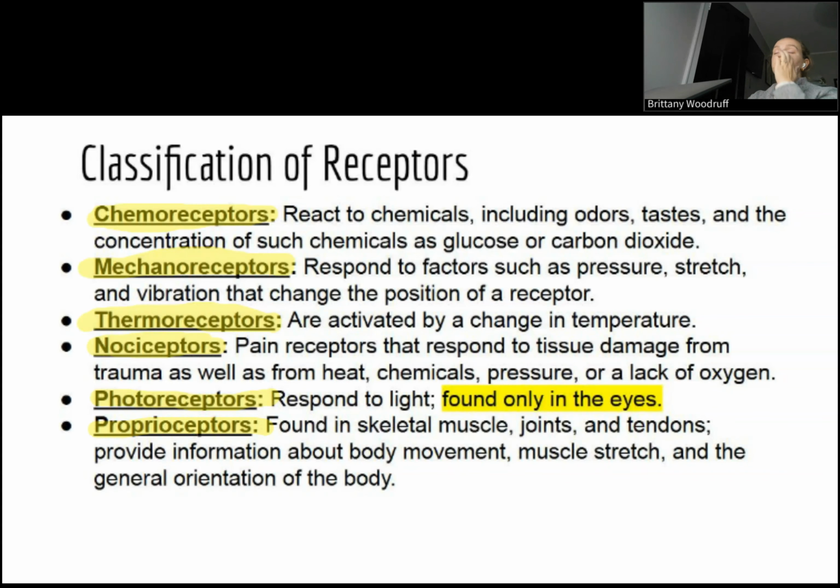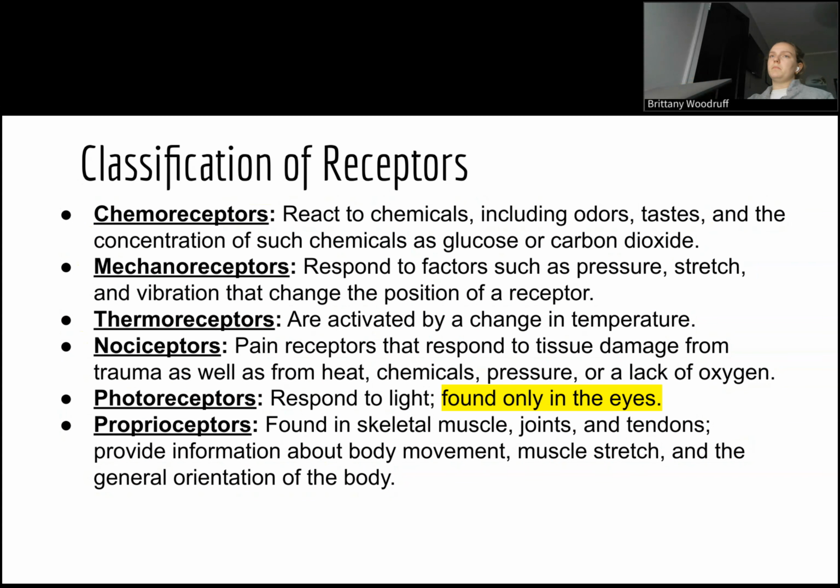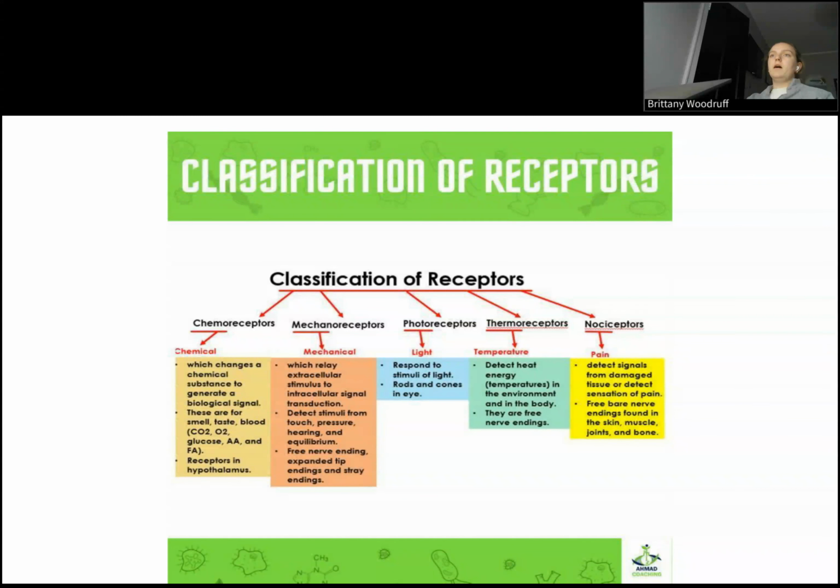Proprioceptors. Proprioceptors are involved in something called proprioception. Proprioception is knowing where you are in space, if that makes sense. So knowing how your muscles are moving and knowing where your location is relative to objects, stuff like that. We'll talk more about that in a minute, but those are the different types of receptors that we have. This is the same thing, just in a table, or sorry, in a graphic format. So if you guys like these more, it's there for you.